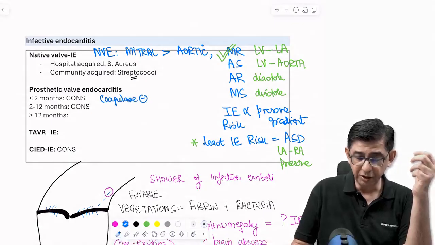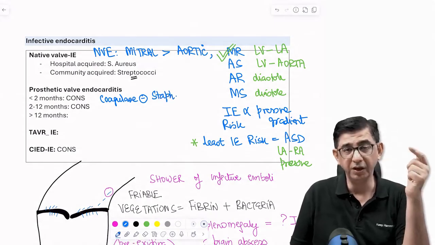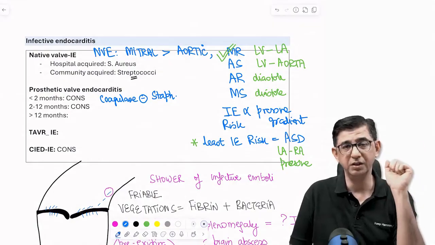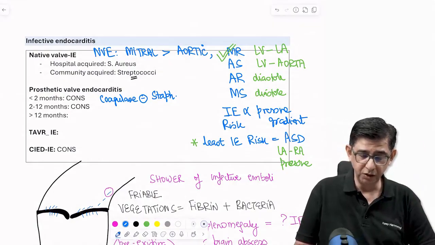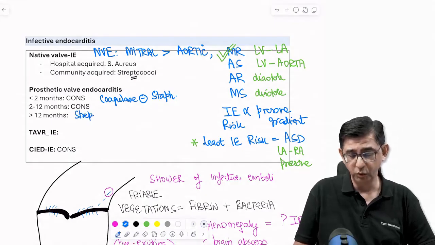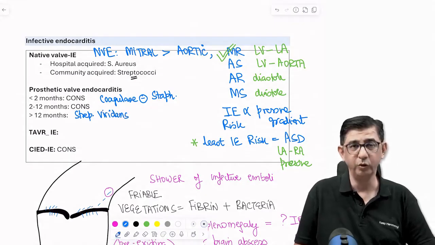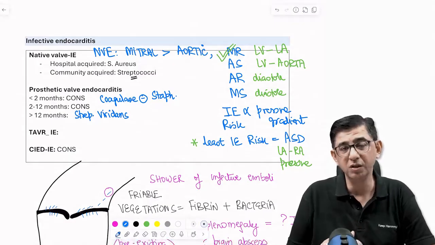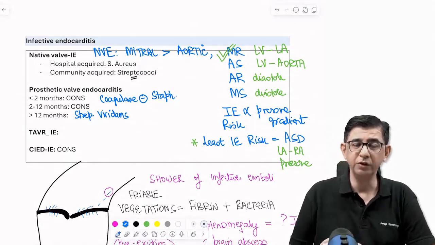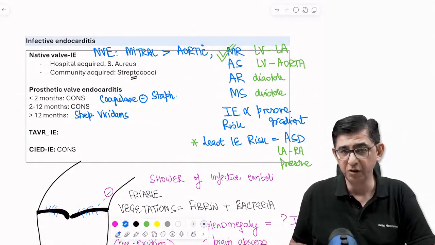And then if I change my question and ask what is the organism responsible after 1 year, then the answer is not even Coagulase negative Staphylococcus. The answer will change over once again to Streptococcus. And he might even ask which species of Streptococcus. Then obviously we are not talking about Streptococcus pyogenes. We're talking about Streptococcus viridans. In most of these questions, the answer will revolve around either Staph aureus or Streptococcus.